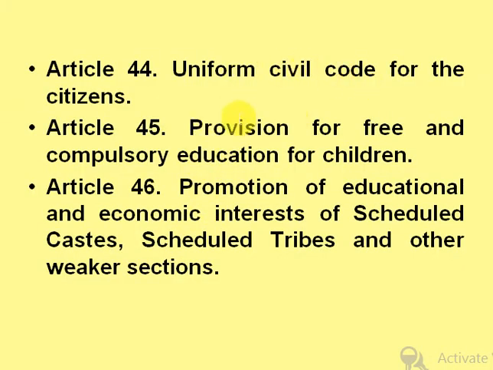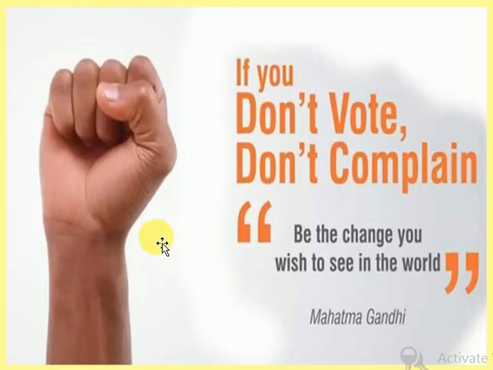Article 44, uniform civil code for the citizens. Article 45, provision of free and compulsory education for children, very important. And Article 46, promotion of educational and economic interest of scheduled castes, scheduled tribes, and other weaker sections. So this is there in various articles.